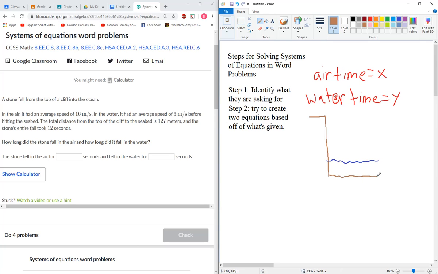Okay? Now, I know that I have a stone that is falling at an average speed of 16 meters per second in the air. So that means from here to here, it's going 16 meters per second. I also know that in the water, from here to here, it's going at 3 meters per second. Okay? And I know that overall, this total thing here, it's a total distance of 127 meters.